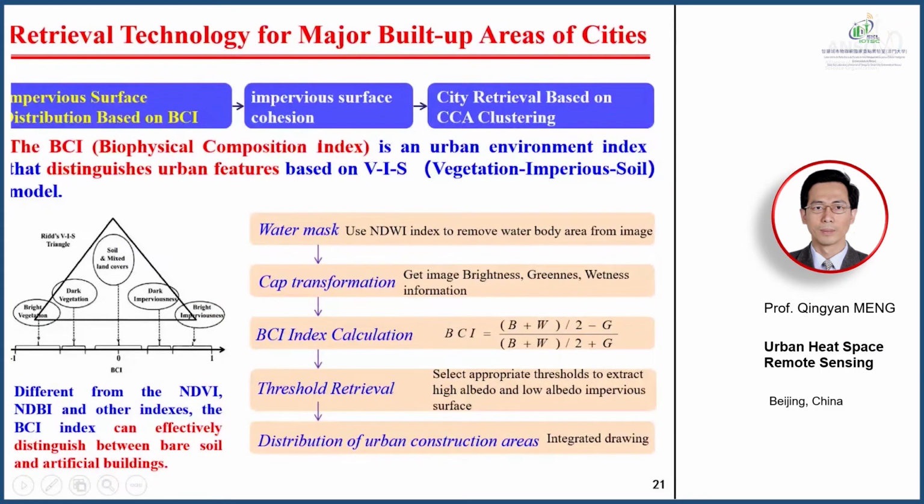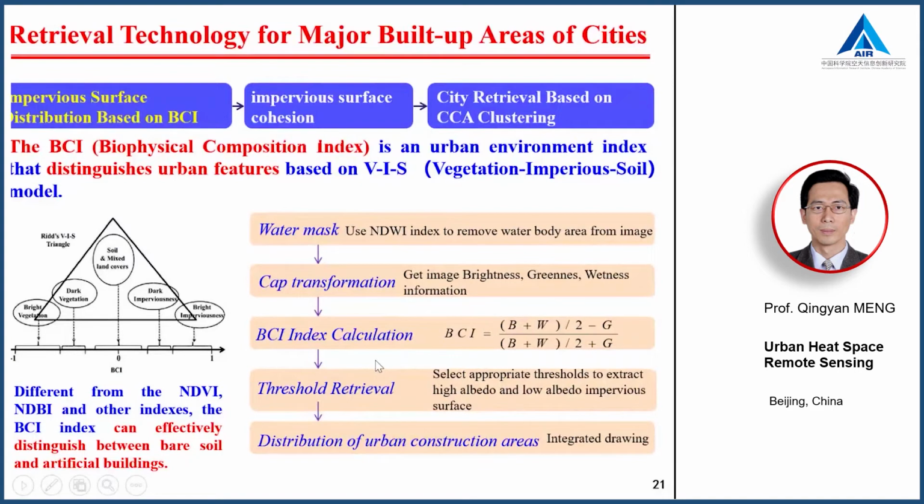First, we use the BCI, which is the Biophysical Composition Index. It's an urban environment index that can distinguish the urban features based on the VIS model. VIS is the vegetation, the impervious surface, and the soil. The procedures include the water mask and the tasseled cap transformation, and then calculate the BCI index. The BCI, yes, there is a description here, and then use the threshold method for retrieval.